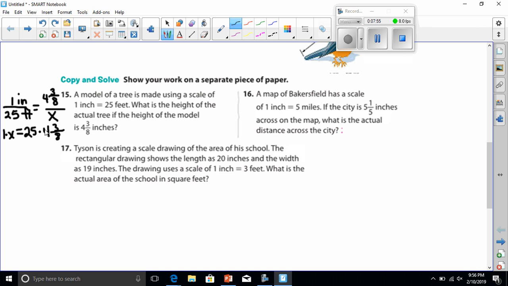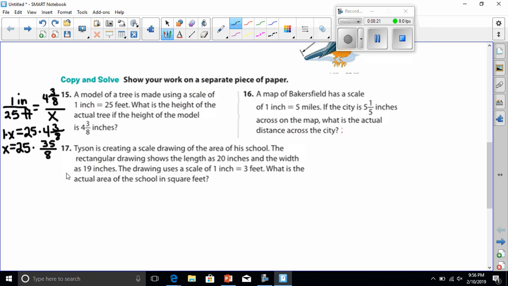Again, to combine these, I have to turn this into an improper fraction. So we know that x is going to equal 25. And this improper fraction would be 8 times 4, which is 32. 32 plus 3 is 35. That'll give me 35 over 8.